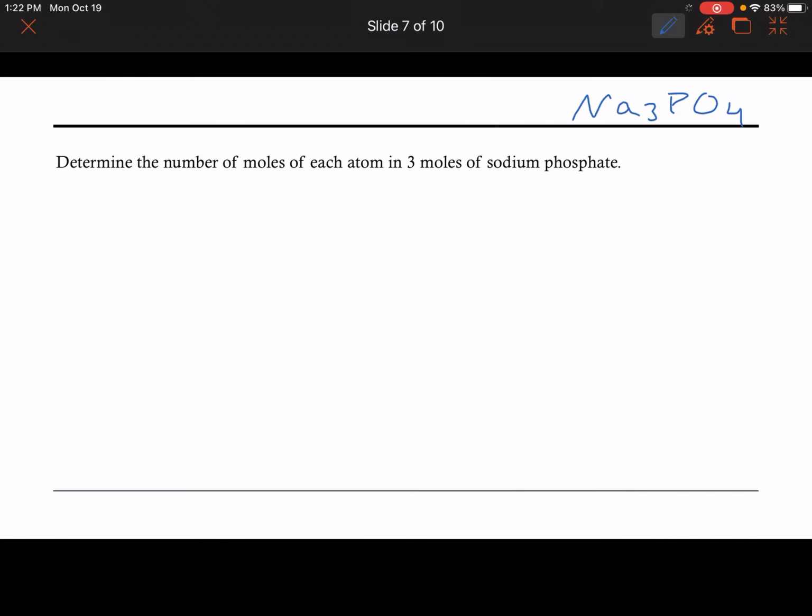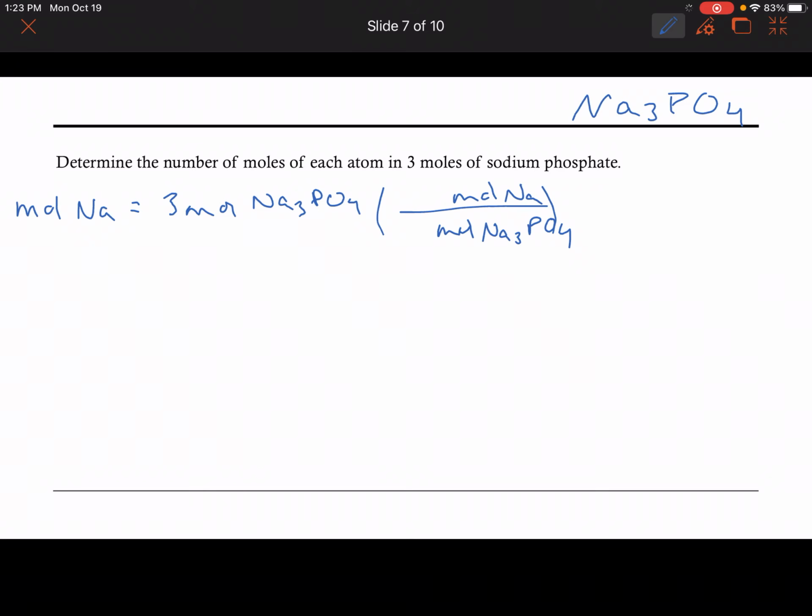So moles of each type of atom. First of all, I'm going to go moles of sodium equals, again, I know that I've got 3 moles of the sodium phosphate. So looking at that, moles of sodium phosphate goes on the bottom, moles of sodium goes on the top, and the ratio between those is going to be 3 to 1. And this is where my 9 moles of sodium comes from, okay? And again, these things are going to cancel here.